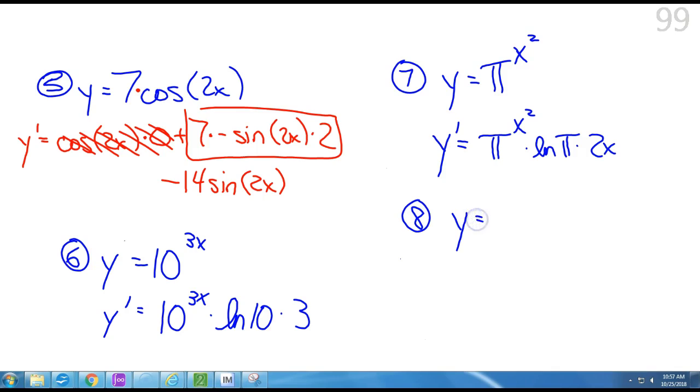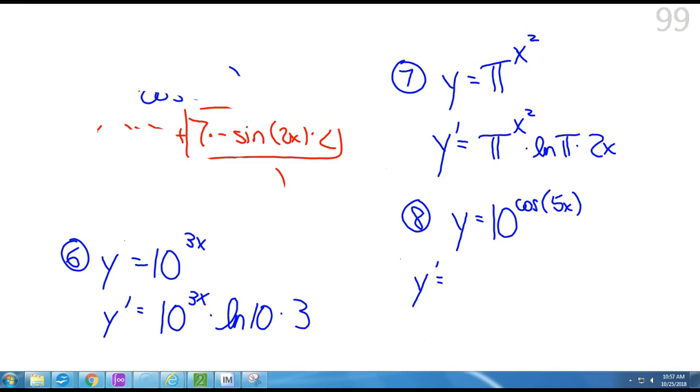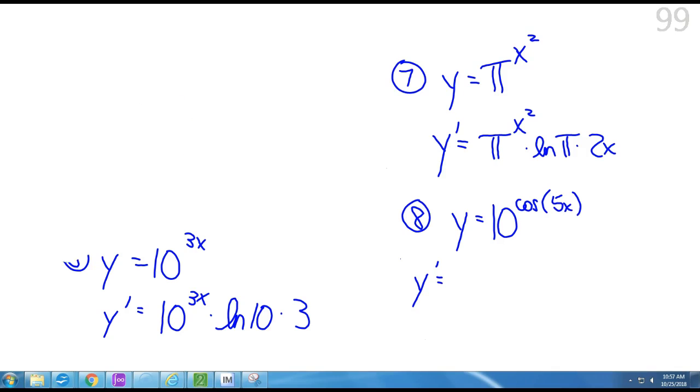Let's say y equals 10, I don't know why I keep using 10, to the cosine of 5x. That's a little tougher. That's two chains, right?